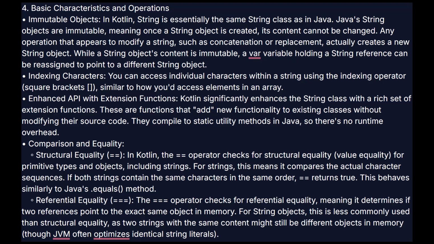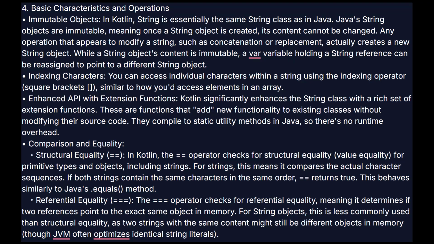Immutable objects. In Kotlin, String is essentially the same String class as in Java. Java's string objects are immutable, meaning once a string object is created, its content cannot be changed. Any operation that appears to modify a string, such as concatenation or replacement, actually creates a new string object. While a string object's content is immutable, a var variable holding a string reference can be reassigned to point to a different string object.